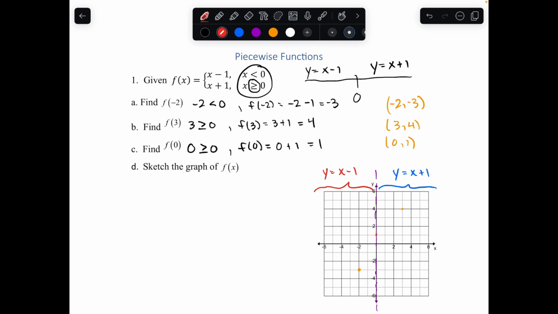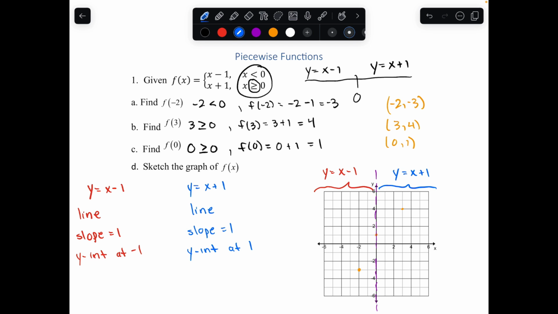What exactly is x minus 1 and x plus 1? Well, they're both lines. y equals x minus 1 is a line with slope equal to 1 and a y-intercept at negative 1. And then what is x plus 1? That's also a line and it has a slope of 1 and a y-intercept at positive 1.